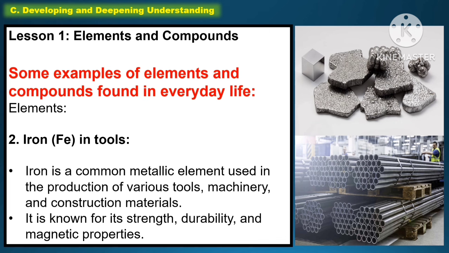The next element is iron in tools. Iron is a common metallic element used in the production of various tools, machinery, and construction materials. It is known for its strength, durability, and magnetic properties.